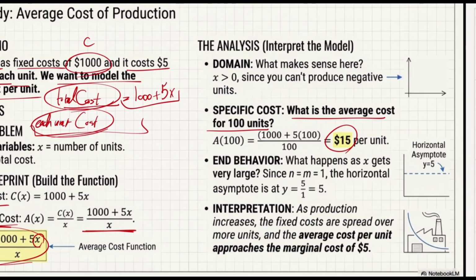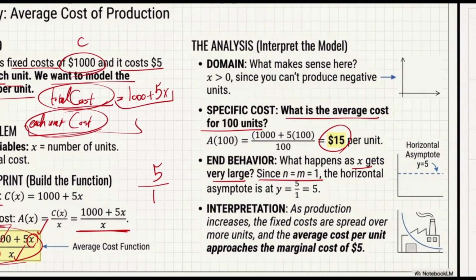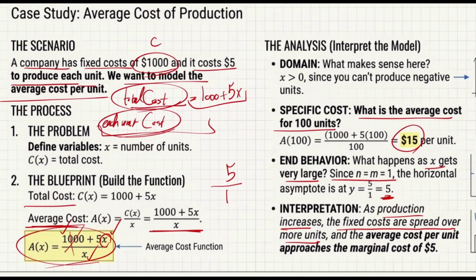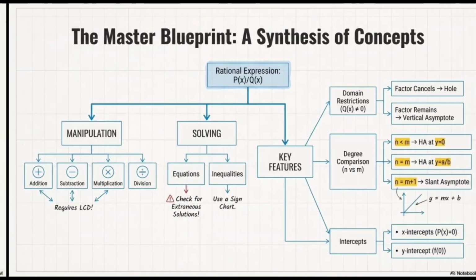And what would happen as x gets very large? It means that I have a condition. It's like the second condition, where n and m are the same. What does that mean? The degree on the top is 1, the degree on the bottom is 1. So I have to only look at the leading terms. This guy is going to get rid of that. So I have 5 as a leading coefficient, and I have 1 as a leading coefficient. So I can say at the end of the day, 5 would be the average cost. What we understand is, as the production increases, the fixed costs are spread over more units. It means that this 1,000 disappears over time, and the average cost per unit is going to approach $5 each.